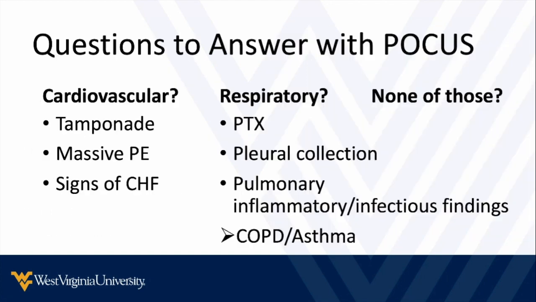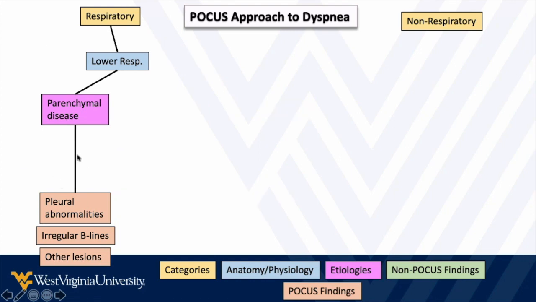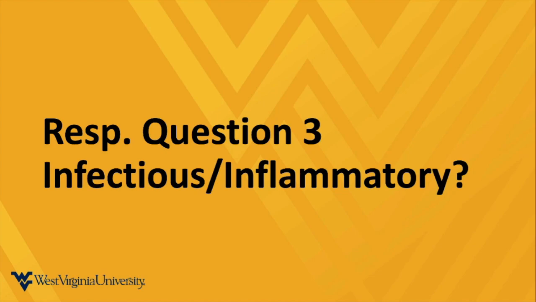So that's the first two. Is it a pneumothorax? Is there a pleural collection? And then the next thing, kind of last thing we can look for with ultrasound that may help us is, do we see inflammatory or infectious findings? So that's those, and we'll break those down. So we've talked about these extrapulmonary things, and now we're going to get into these lower respiratory things. Parenchymal disease is next. So we're going to look for pleural abnormalities, B-lines, other lesions. And that's our third question.